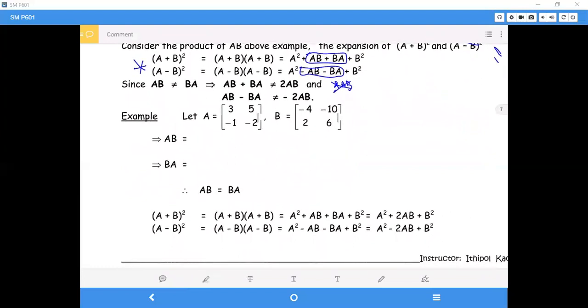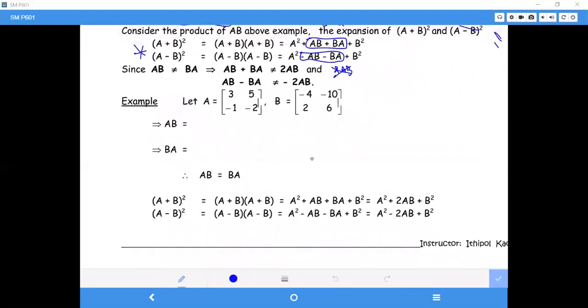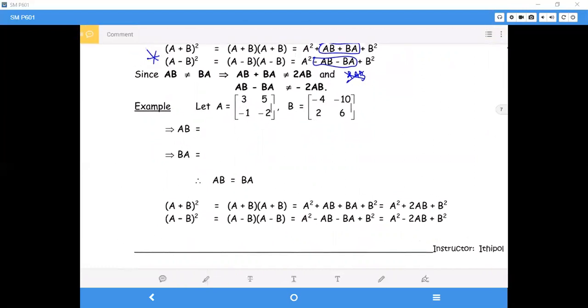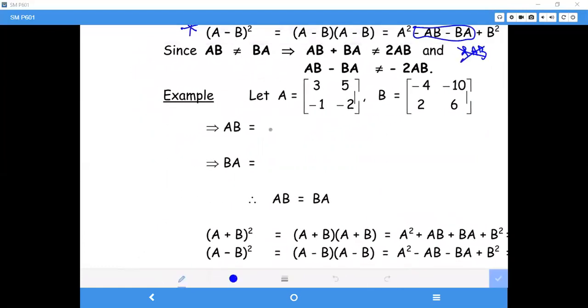AB, BA. Now we're gonna do it here, right? In some cases, you are very lucky. In some cases like this, when you multiply AB and BA, sometimes you can make them equal, or not. Okay, let's check it out. You want to find AB, right? So A times B. So first one, do you have to multiply that?